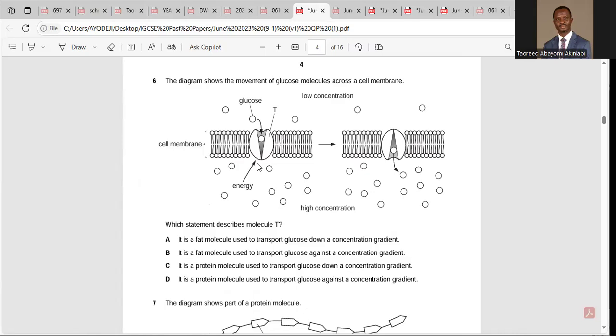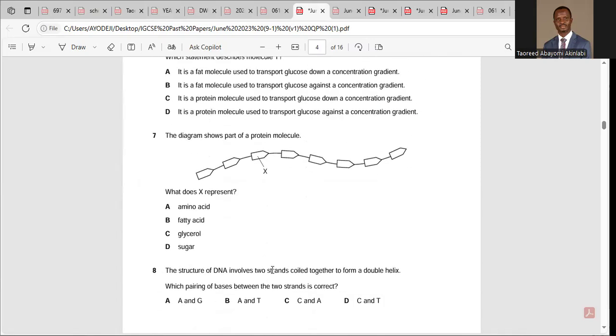That means that the right option for question 6 is option D. For question 7, the diagram shows part of a protein molecule. What does X represent? This question is on biological molecules.